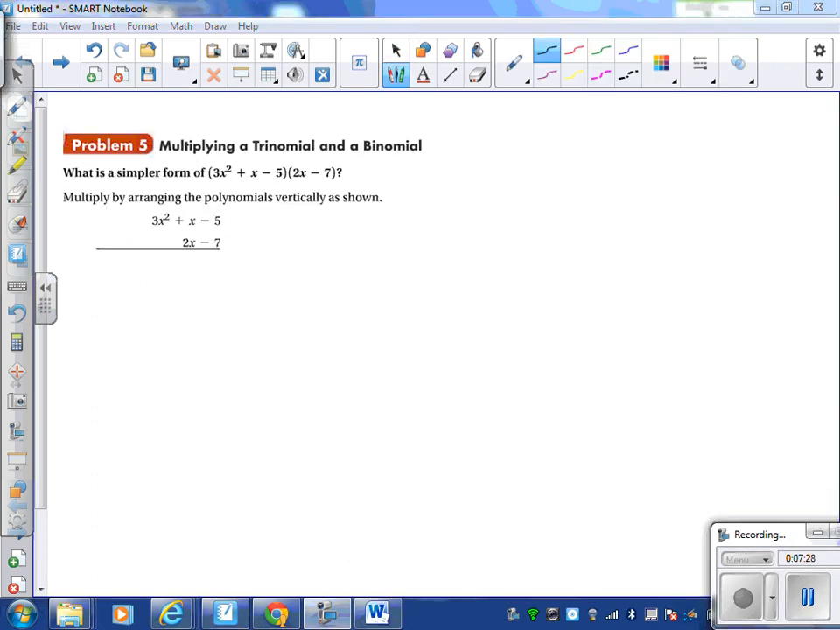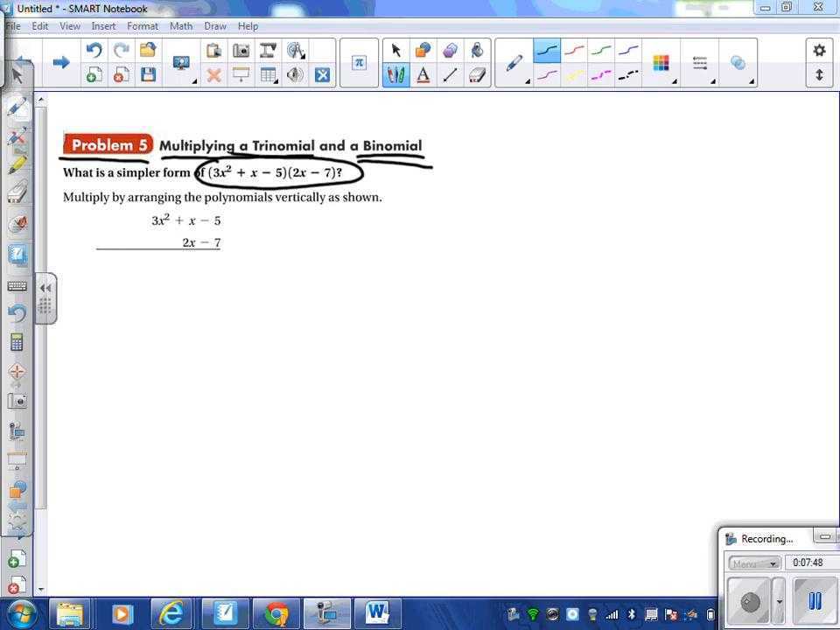Let's take a look at problem number 5. Multiplying a trinomial and a binomial. Given this equation, we have a trinomial and a binomial. In order to multiply these two, we need to set it up and bring it down, the trinomial on top and the binomial on the bottom. Now we can multiply these two.